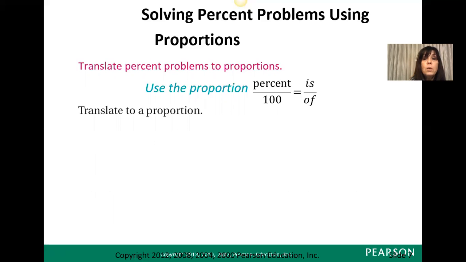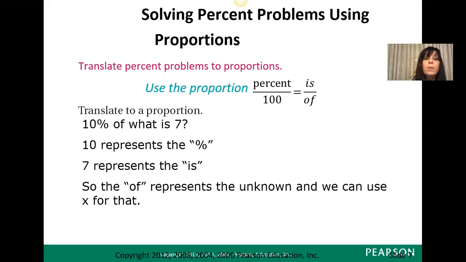And the last one would be where the "of" is missing. So, 10% of what is 7? So 10 this time is the percent, 7 is the "is." So this time the "of" is the unknown, and we'll use the x for that term. So again, if I put that into my problem, 10 over 100 equals 7 over x.